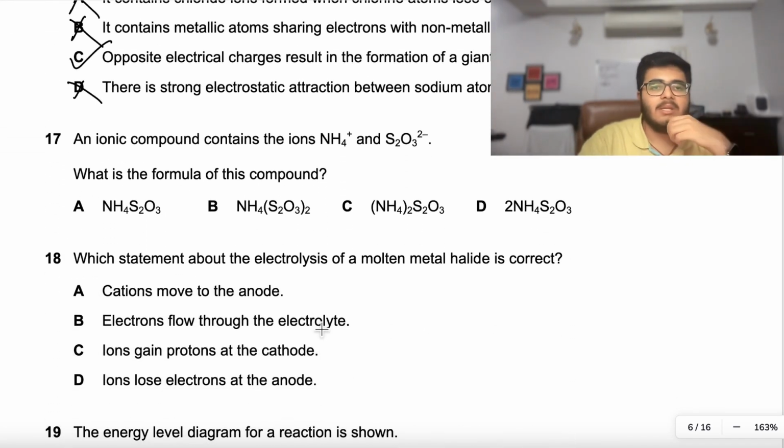Moving on to question number 17. Question number 17 says an ionic compound contains NH4+ ions and S2O3 2- ions. So we have NH4+ here, which is plus 1, and we have S2O3 2-.